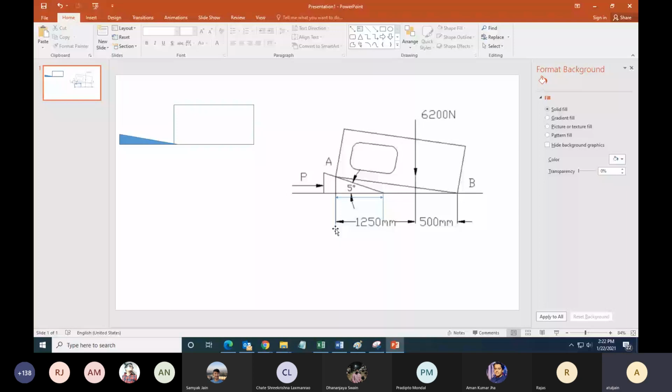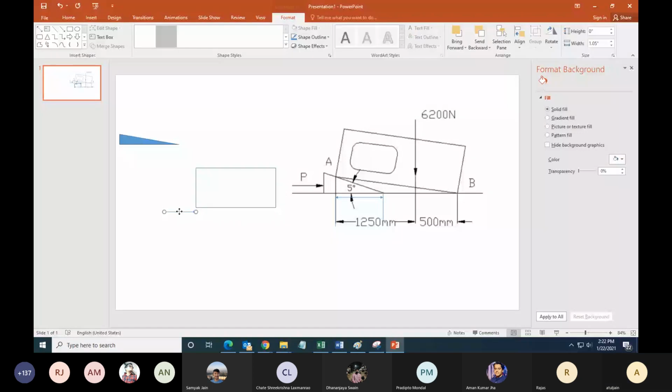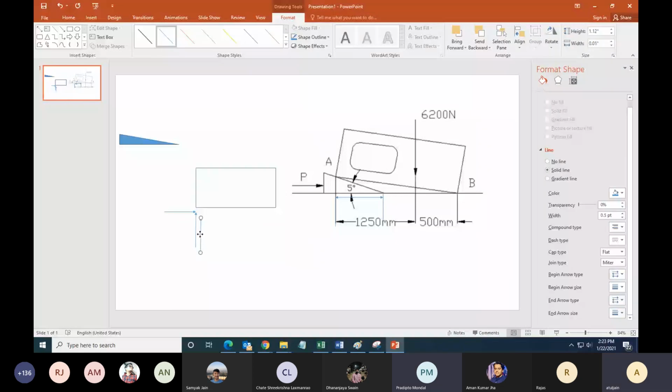AX, AY, BX, BY. Are we to consider the block to be horizontal? Almost. So the perpendicular distance between AX and BX is negligible. Okay, then I think you should normally be able to solve it.